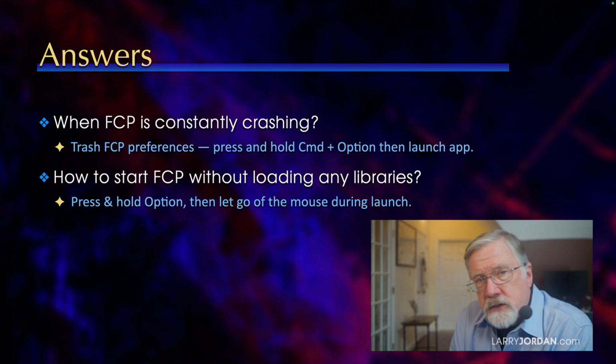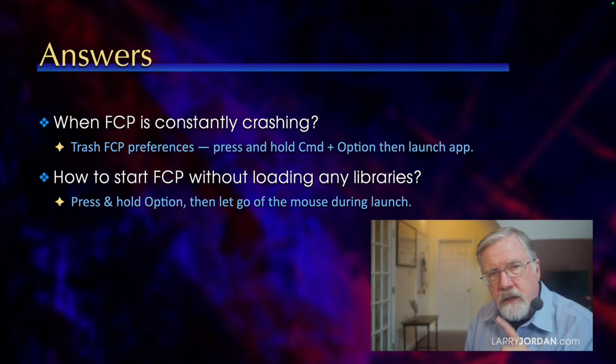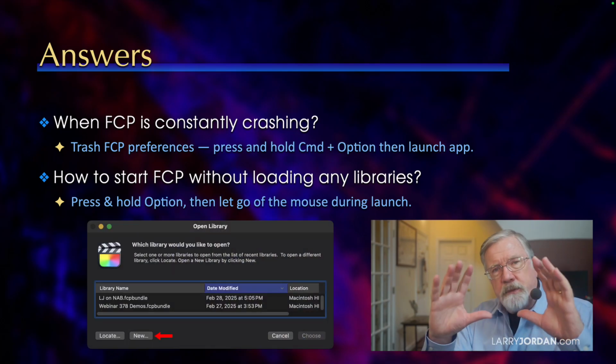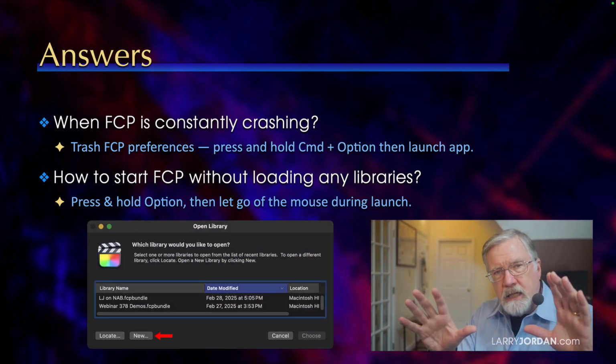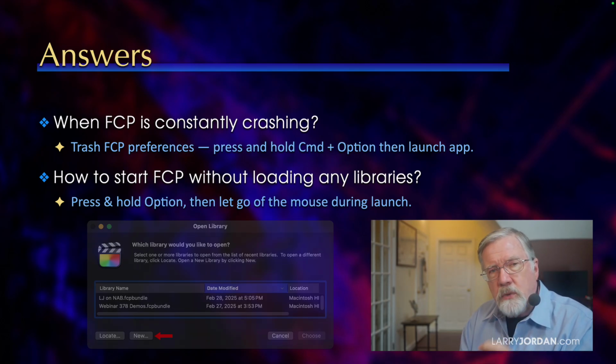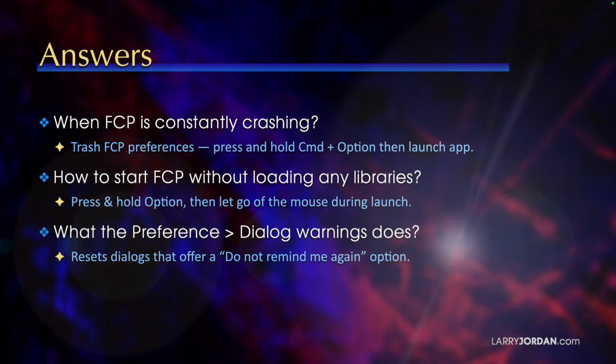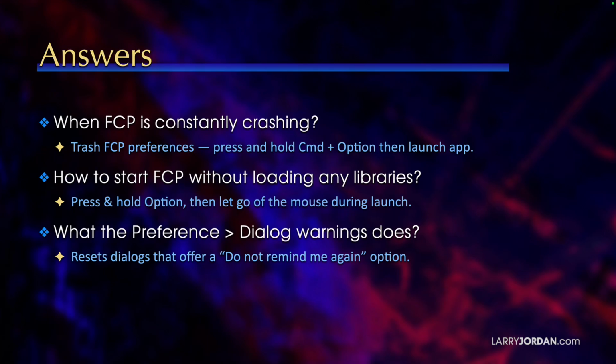Next question is, how do you start Final Cut without loading any libraries? Press and hold the Option key. Then click Final Cut from the dock to launch it. Then let go of the mouse, but continue holding the Option key. It'll pop up a dialog which allows you to select any Final Cut library, including create a new one. When you click New, it opens a new project, a new library, and doesn't open any others that may be misbehaving.